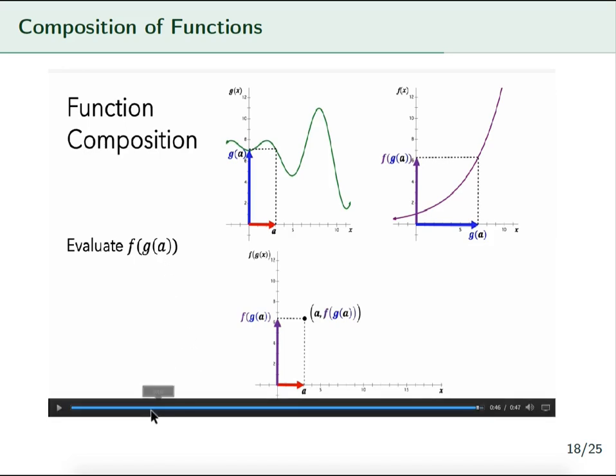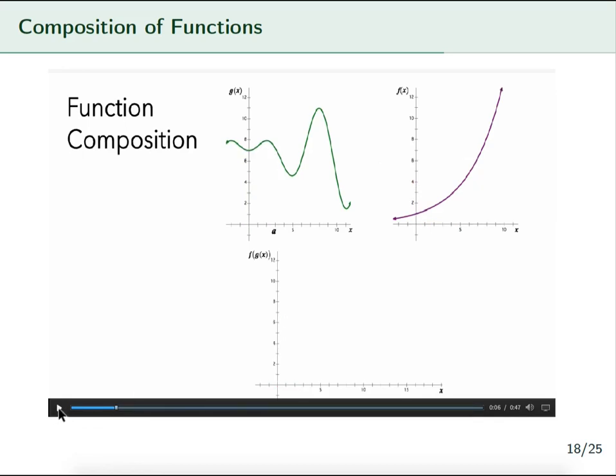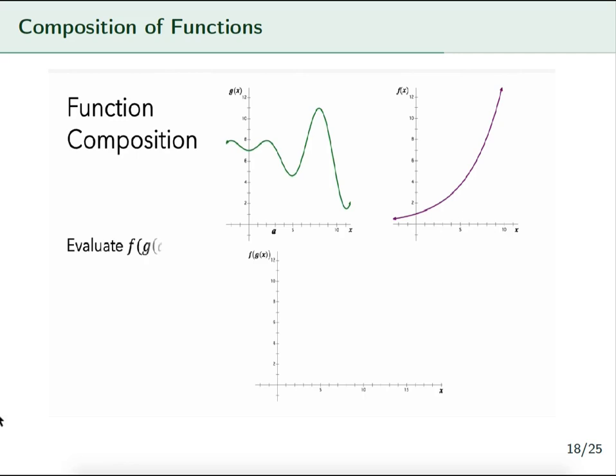I'm going to play this video one more time for you to rewatch the whole process. What's happening when we composite two functions? With a, we evaluate f of g of a. We input a to function g. Then we get g of a, and that g of a output becomes the input for function f of x.